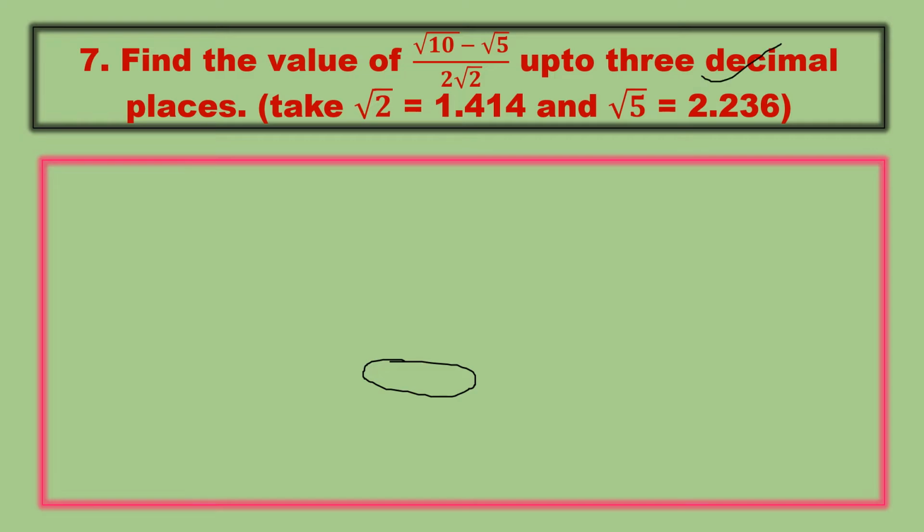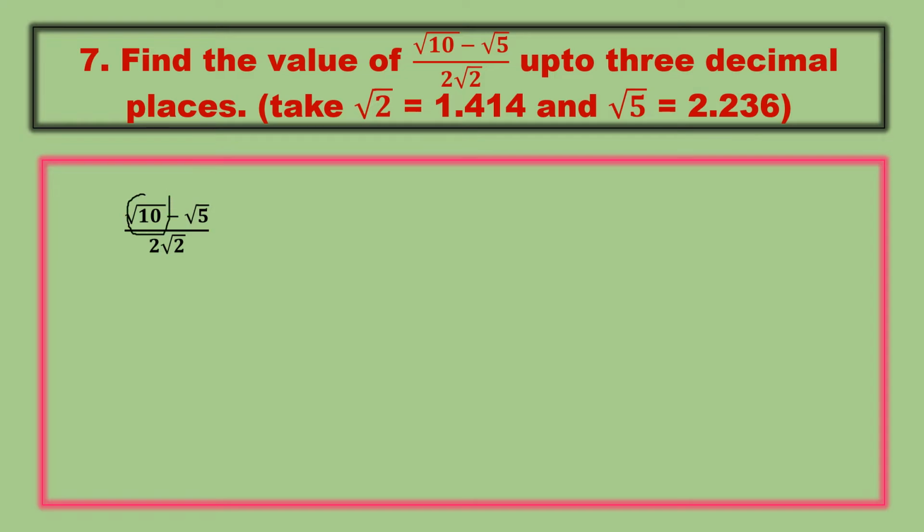We should find the value of this one, simplify this by substituting these values up to 3 decimal places. So here we have root 5, root 5 value is given, and here we have root 2, root 2 value is given. Then what about root 10? For this one, we will start our simplification. So this is your question.